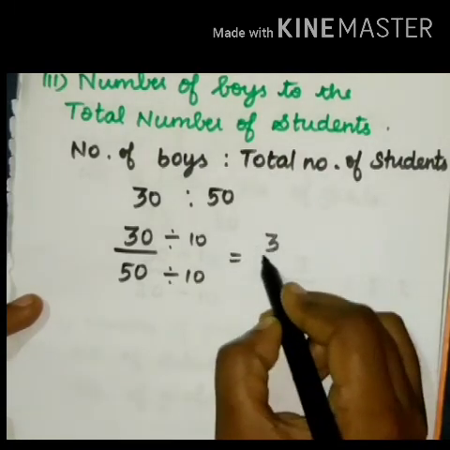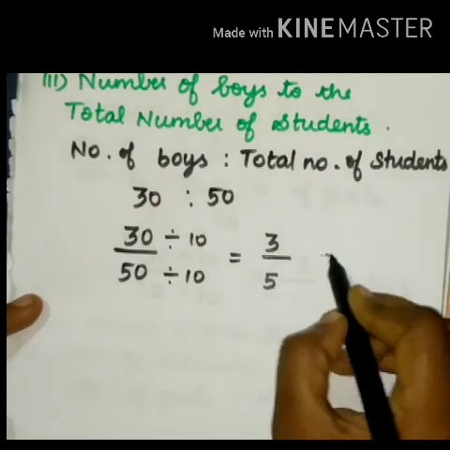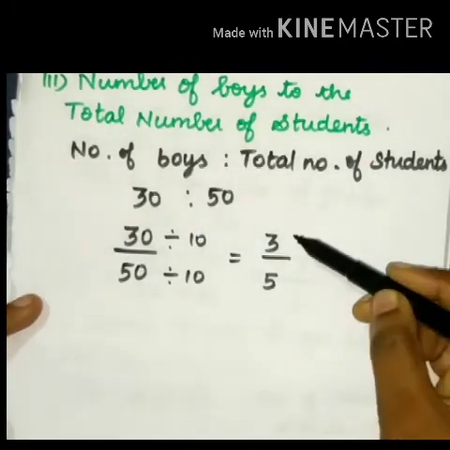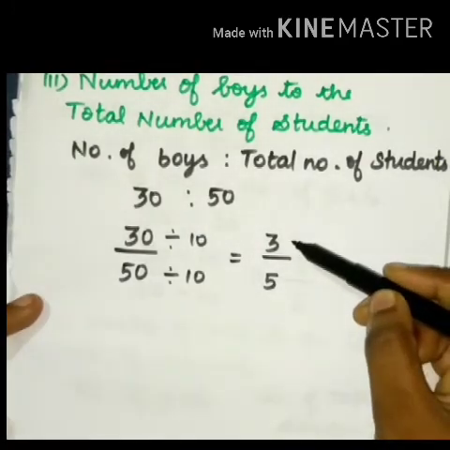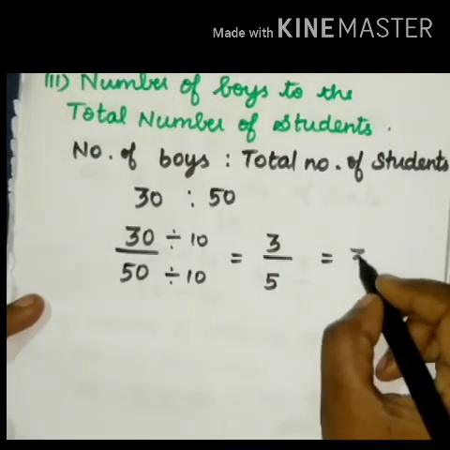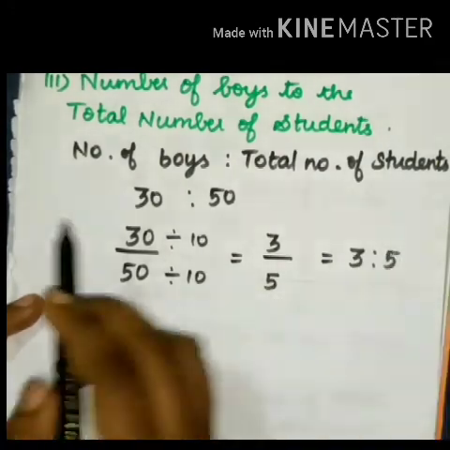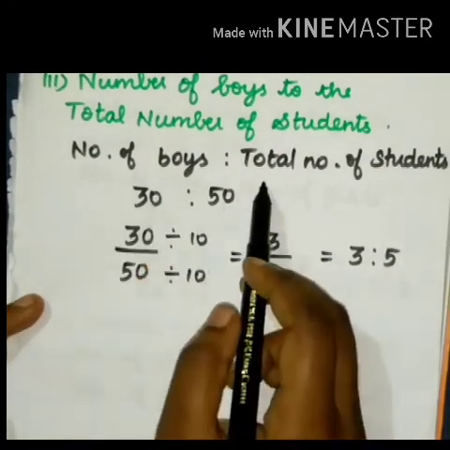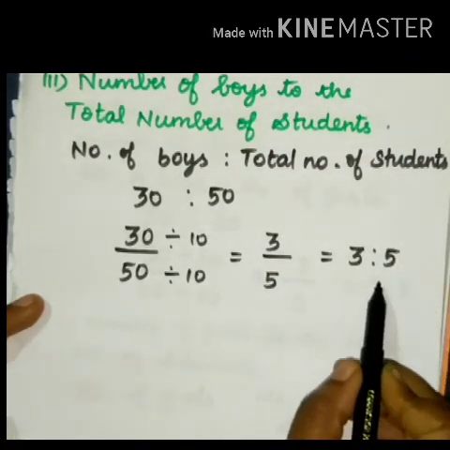30 divided by 10 is 3. 50 divided by 10 is 5. Further we can't simplify it. So simply write it as 3 is to 5. The number of boys to total number of students is 3 is to 5.